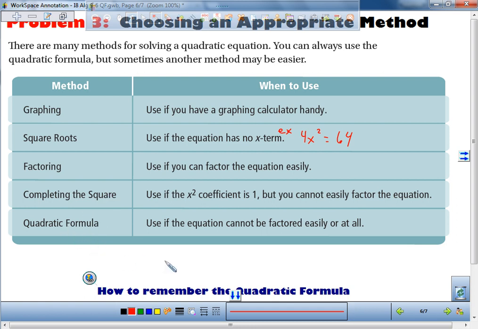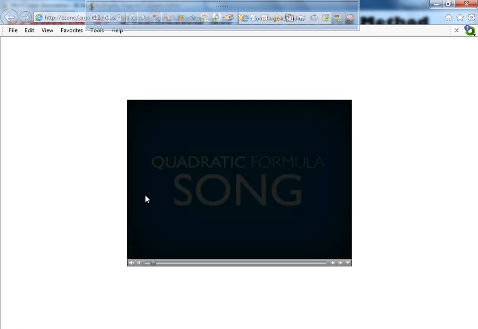Okay, and then I remember I told you there's a little trick or a hymn that will help you remember the quadratic formula. Negative b plus or minus the square root of b squared minus 4ac all over 2a. And here is the little hymn that will help you remember that.